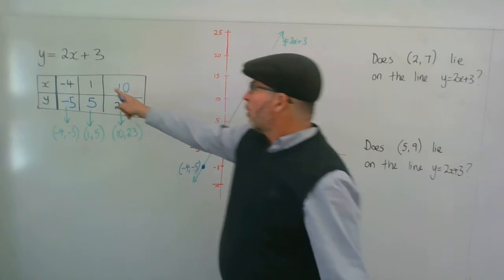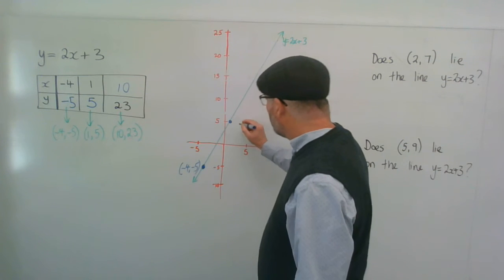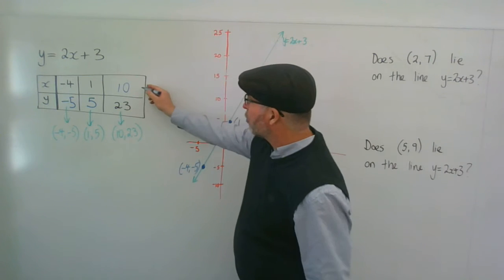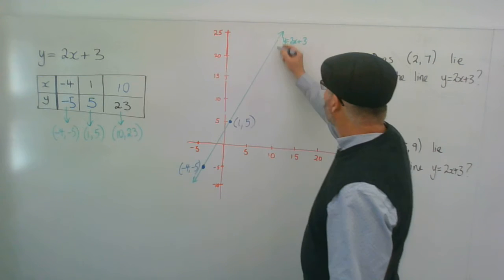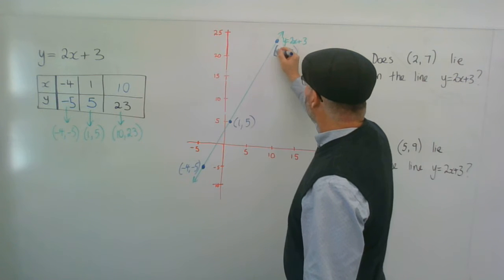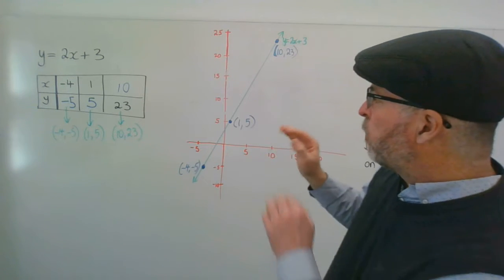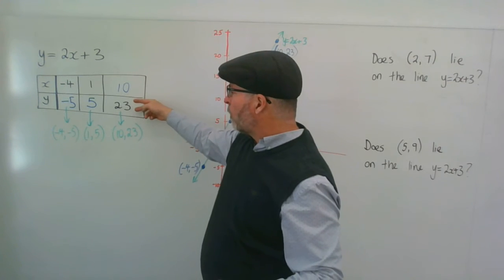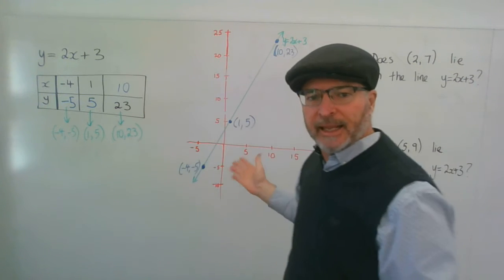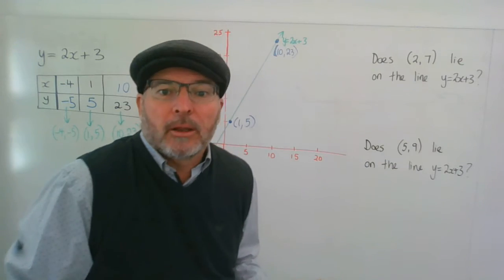I got that point from putting the numbers into the rule. The second one, 1, comma 5, is go across 1 and up 5. You can see that that landed on the line. It lies on the line. And the last one, go across 10 and up 23. There we go, 10, 23, also lies on the line. So if a point with its x and y values satisfies the equation or the rule for the line, then clearly the point lies on the line. Well, that's one way you could determine if a point lies on a line.